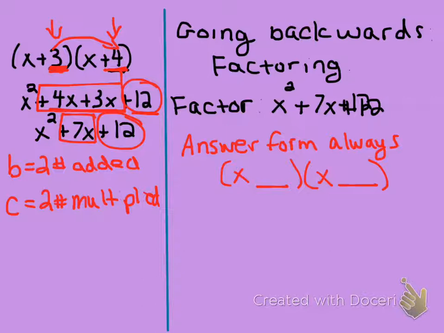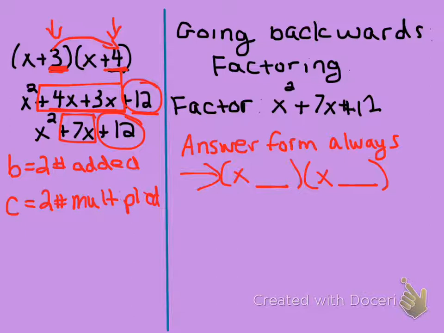So I'm going to use this same problem to go backwards. Your answer is always going to be, especially for these at least, x plus or minus something times x plus or minus something. Because remember, we're going backwards. That's supposed to be a plus 12.